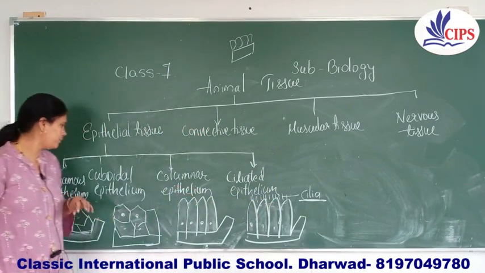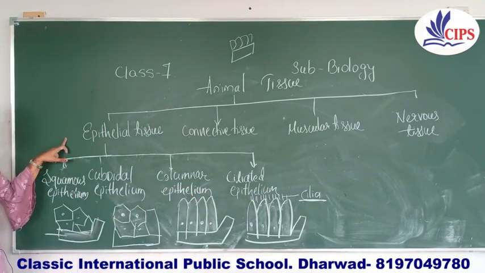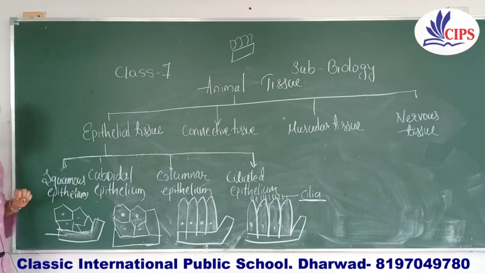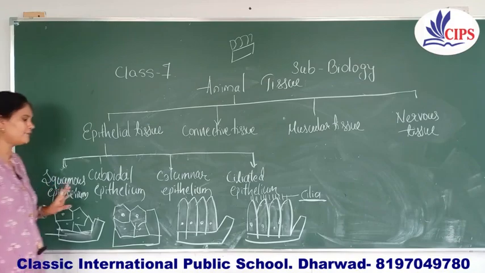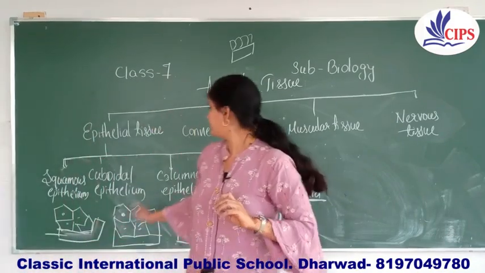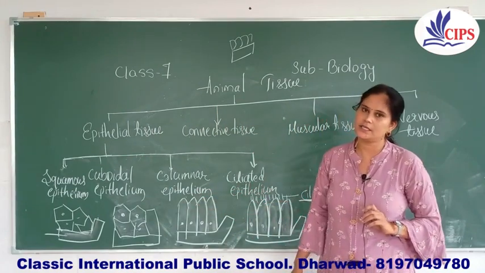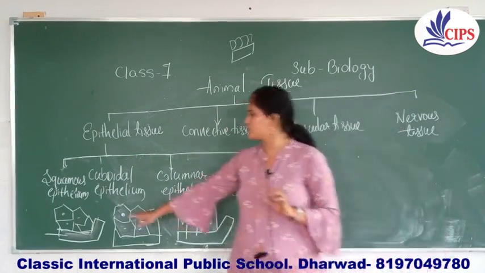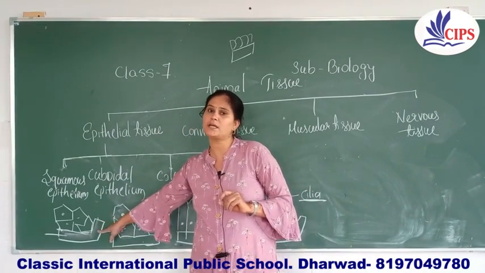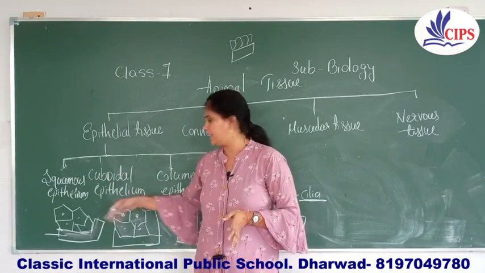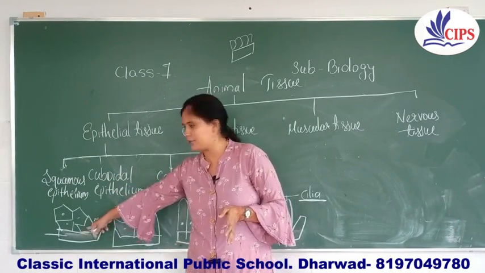So let us see one more time. Epithelial tissues are generally present on the body surfaces, either externally or internally, and usually they are of a single layer. Based upon the shapes of the cells, these are classified into squamous epithelium, cuboidal epithelium, columnar epithelium, and the ciliated epithelium. When you see squamous epithelium tissues, they give the appearance of the floor at your home.